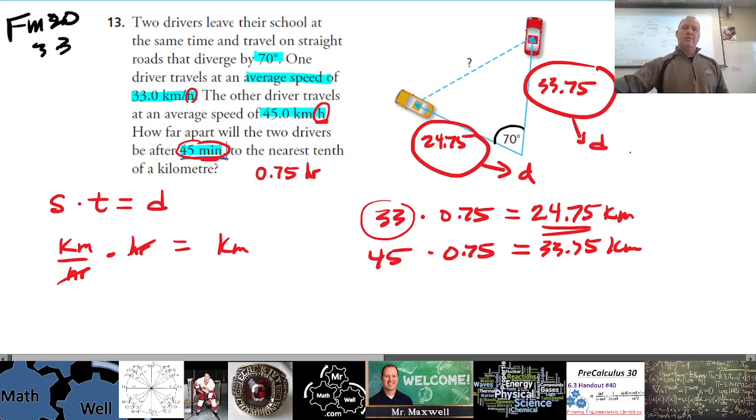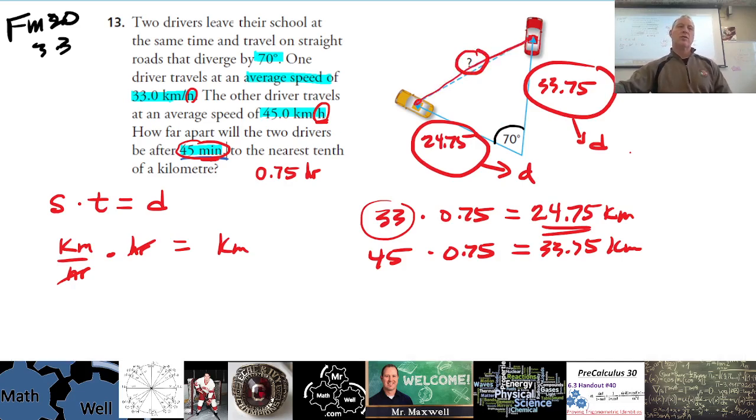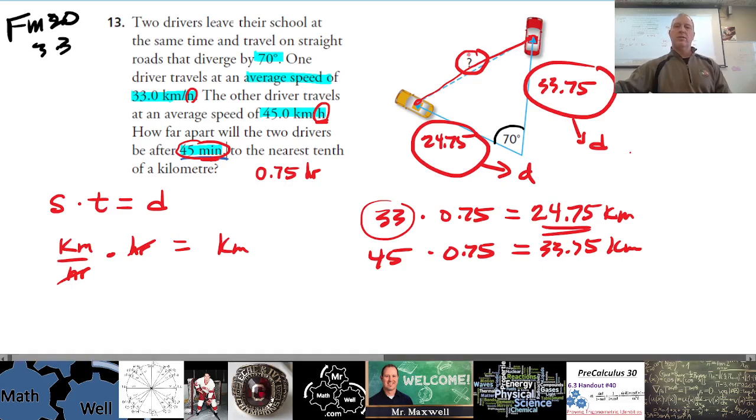Now that you have two lengths and a contained angle in a triangle, you can use the cosine law to find out the distance the cars are apart from each other at this exact time. So now you use the cosine law to find this unknown length right here. All right, I'll give you 2 minutes to finish that before we move on.